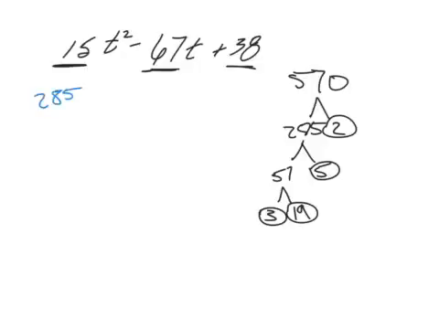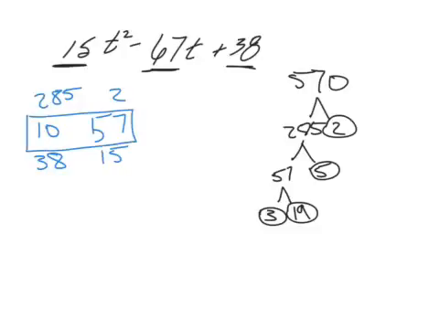285 and negative, or I guess we're just looking for positives, aren't we? 285 times 2 and let's see, 10 times 57, 38 and 15. Is that okay? And look here, we have a 57 and a 10, and that will give us 67. So we're going to go ahead and use that one.